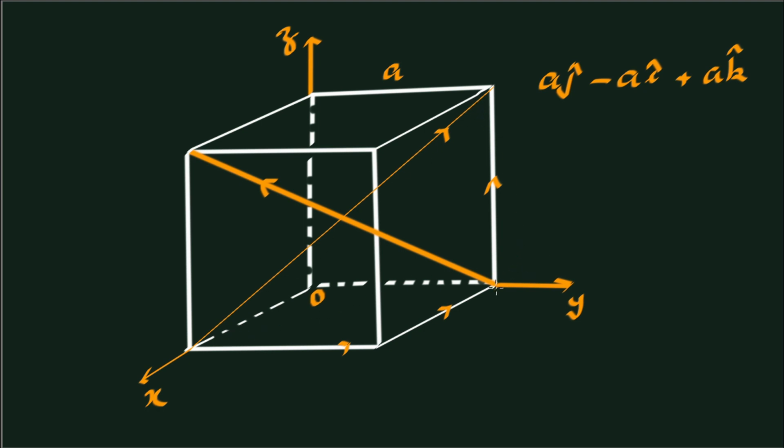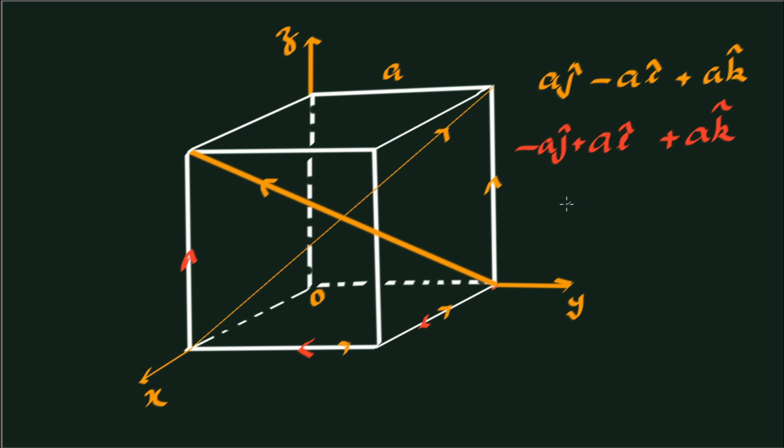The second body diagonal starts here, and let me use a different color, let's say this red color. So I start here, and let's say I move down in the positive i direction, a i cap, and then I move in the negative y direction, so minus a j cap, right? And then move in the positive z direction, plus a k cap.